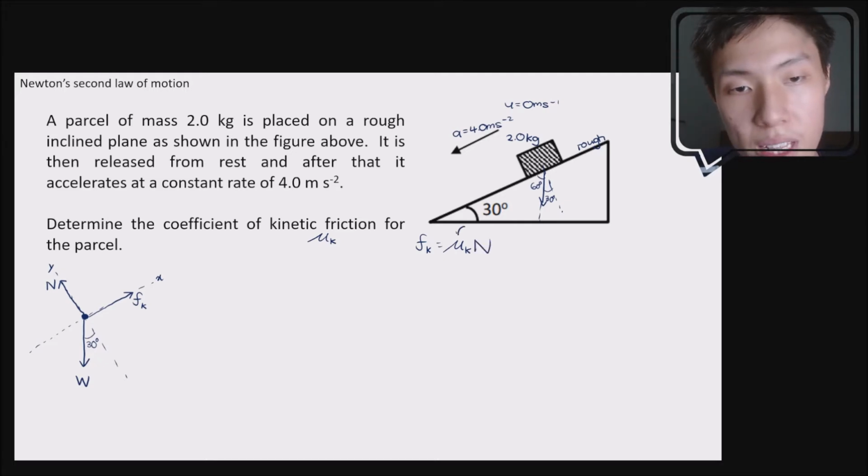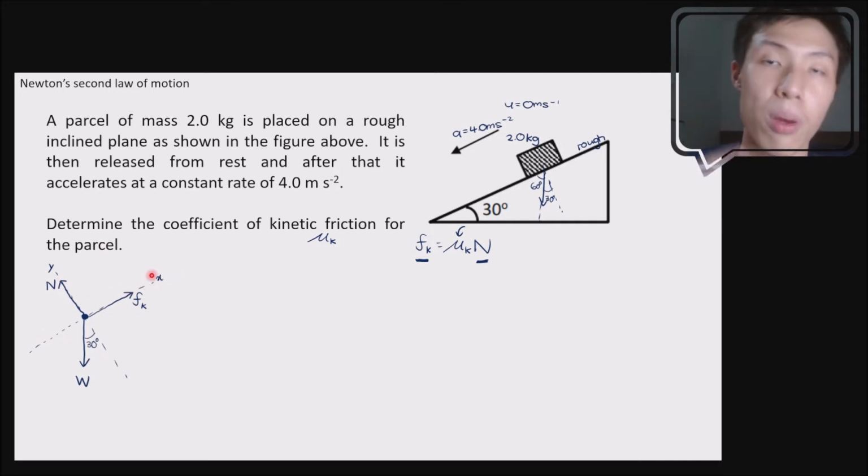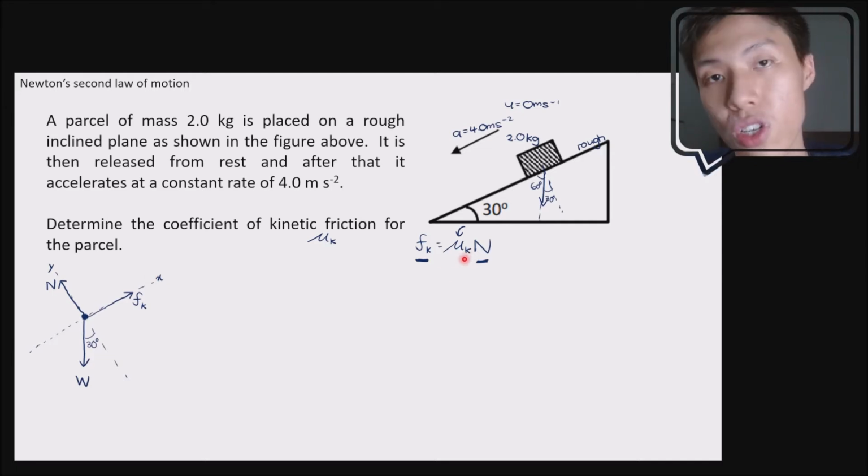So in order to get this value over here, I believe you need to find the kinetic friction and you need to find the normal force. The normal force is happening in the y dimension, whereas the kinetic friction is happening in the x dimension. So I believe you need to analyze both dimensions in order to do this question.